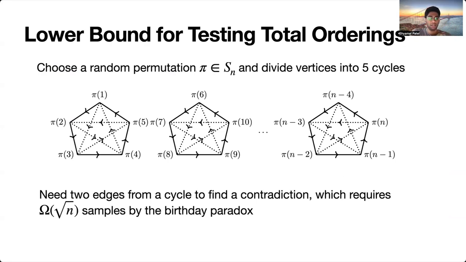To get the lower bound, we'll choose a random permutation and divide the numbers from 1 to n into groups of 5. We'll then make these 5-cycle type of things, and the distribution is going to be on these black edges here. How should you read this? We have that pi of 1 is bigger than pi of 2, which is bigger than pi of 3, which is bigger than pi of 4, which is bigger than pi of 5, which is bigger than pi of 1. So right off the bat, we can observe that this comparison function is 1/5 far from any total ordering, because you can't have a cycle like this in a total ordering. Every total ordering has to get at least one edge wrong here.